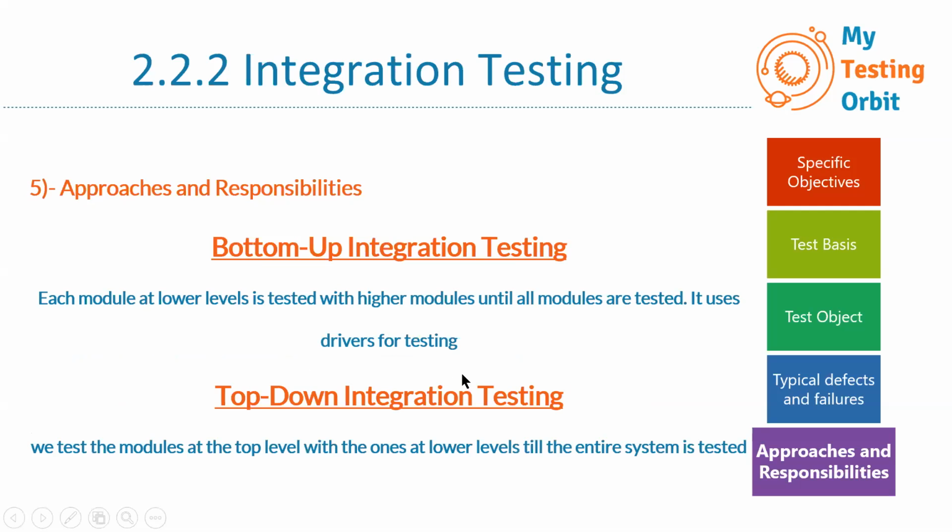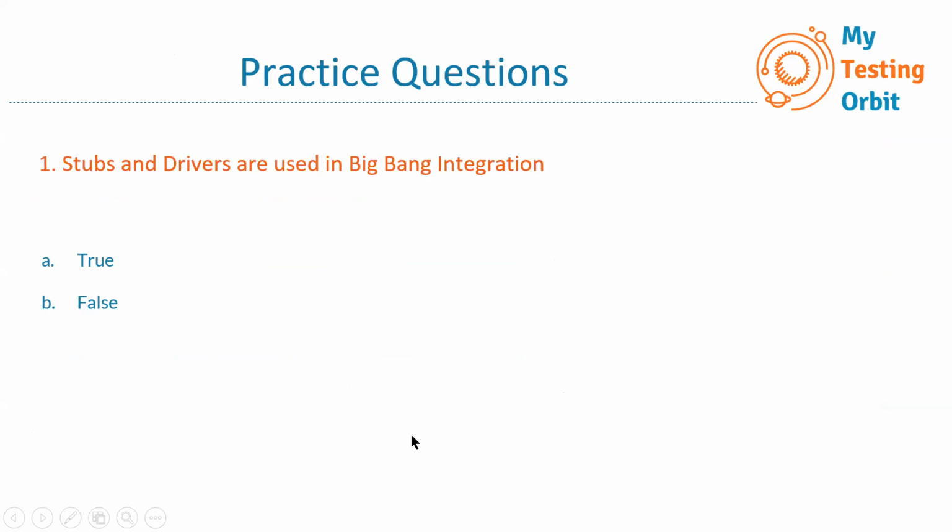So I hope that this is clear. Actually, when I was writing this question, I was thinking that it's very easy and everyone would have the correct answer. But I hope that now it's clear, and I'm glad that this one is covered. Okay, Vineet has also said false, which is correct. So I hope it is clear now why we don't need stub and driver in Big Bang integration.